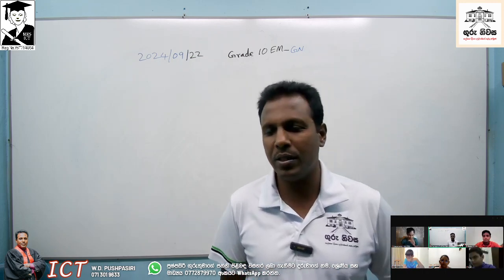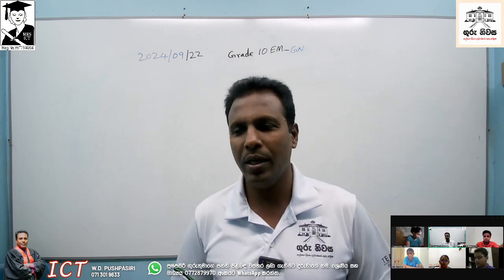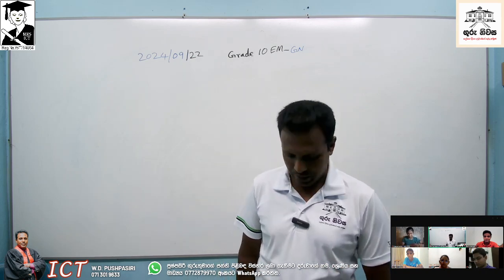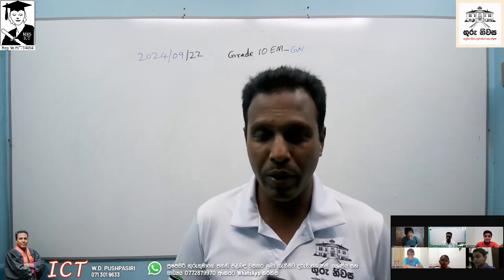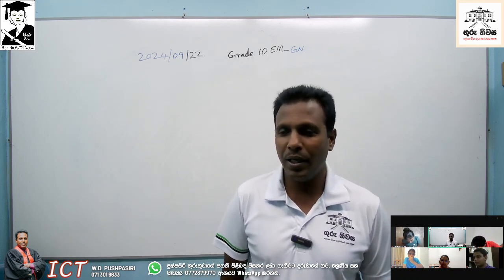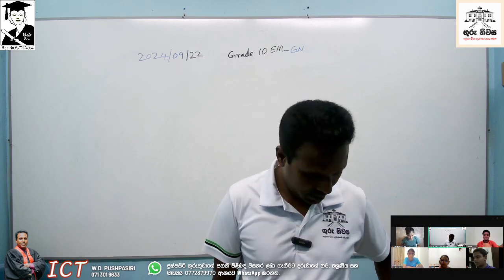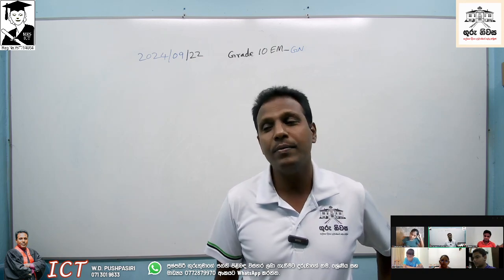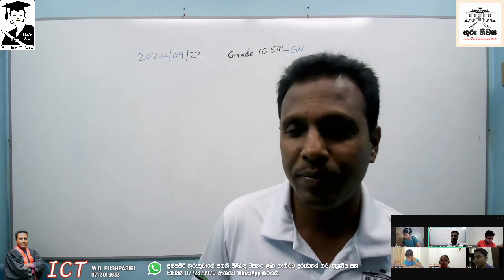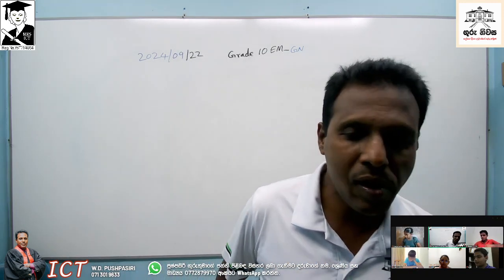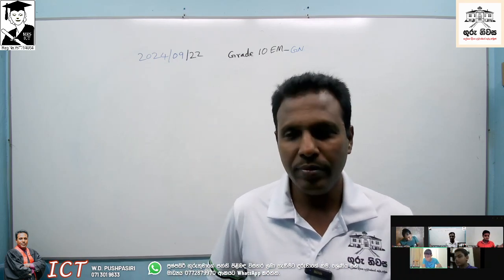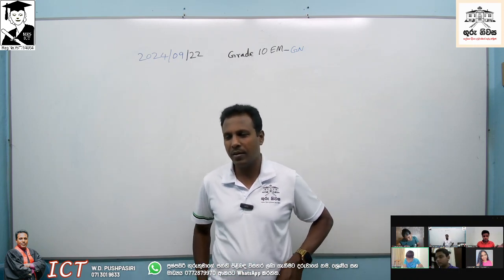Rusira, what are these cell references? How many are there? 2. So you also know very well then. No, it's not 2. Zuna, how many cell references? No sound. Anura? 4. What are those? Relative cell reference, absolute cell reference, column absolute cell reference.